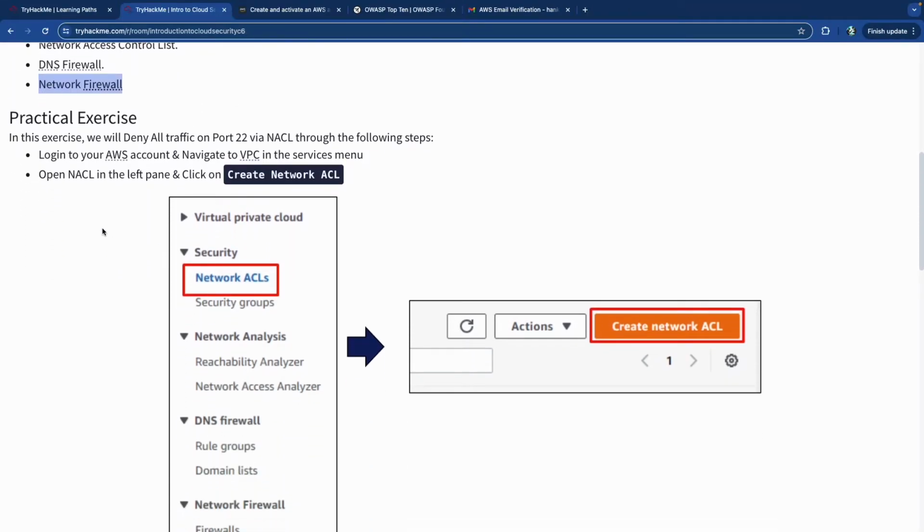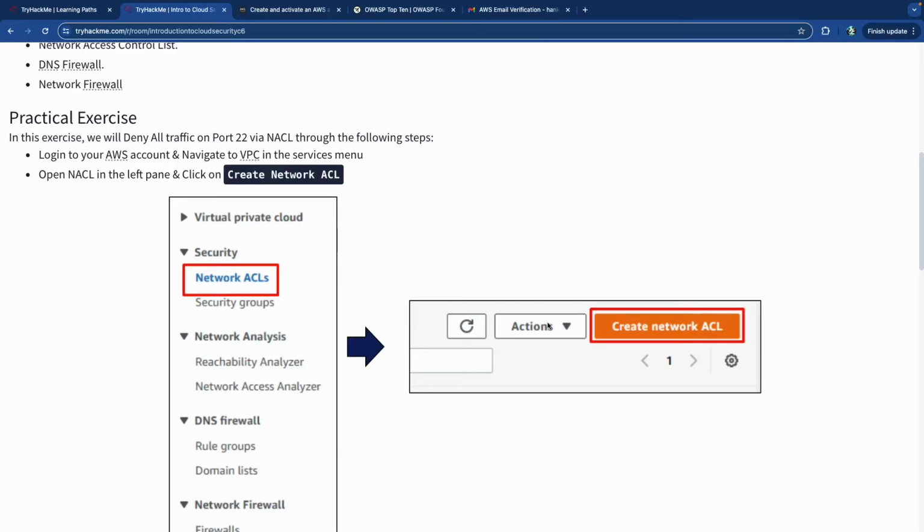So what we can do in this particular case is go to your AWS account and navigate to the VPC in the services menu, which is on the left-hand side, or you can just search for VPC in the search bar at the top. It'll open up the virtual private cloud for you, and then you get your set of options for that. And so under security, you have network access control list. So NACL, network access control list.